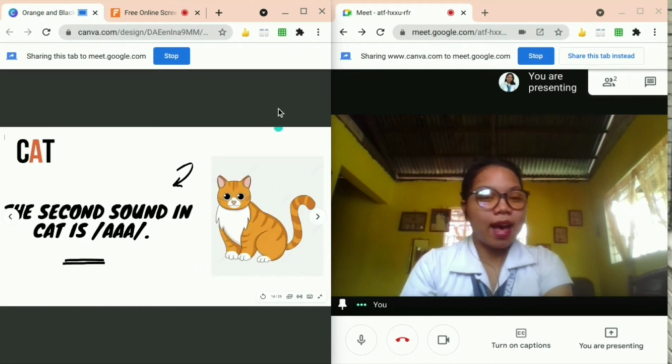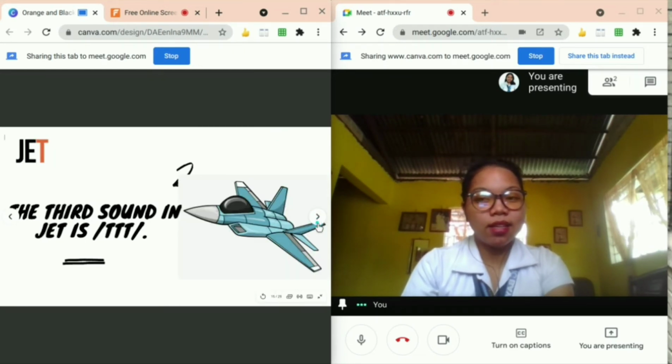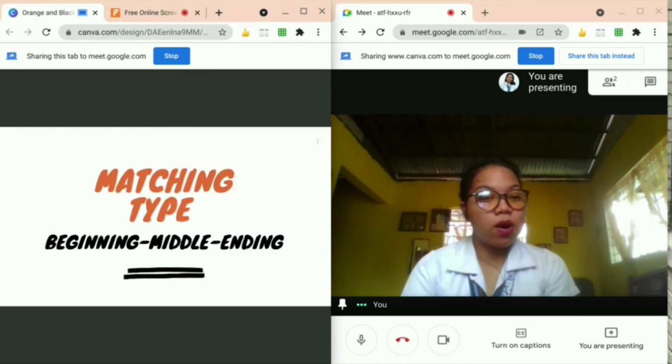Next is cat. So the second sound in cat is a. Say the second sound in cat with me. A. Again. A. Okay. And lastly, jet. So the third sound in jet is t. Say the third sound in jet with me. T. Okay, again. T. Now let's move on with our short activity, matching type.